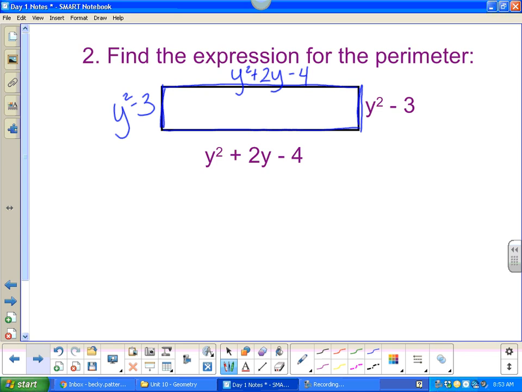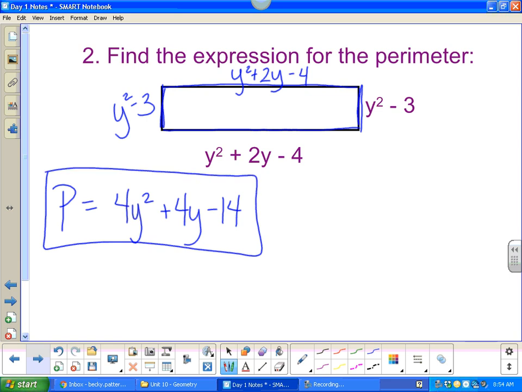Okay, so y squared, y squared, y squared, and y squared is 4y squared. Then I have a 2y and a 2y, so that's a plus 4y. And then I have a negative 3 and a negative 4 and a negative 3 and a negative 4. So negative 3 and a negative 4 is negative 7, and a negative 3 would be a negative 10, and another negative 4 would be a negative 14. I'm just adding all my sides together. So his perimeter equals that, the equation for his perimeter.